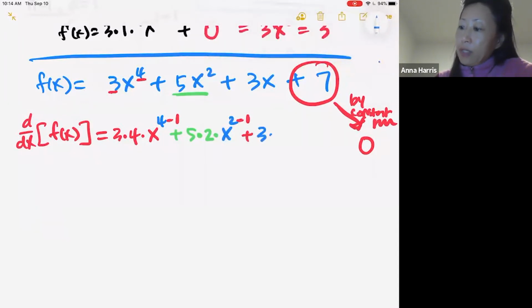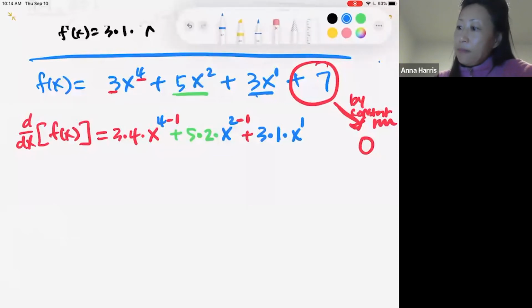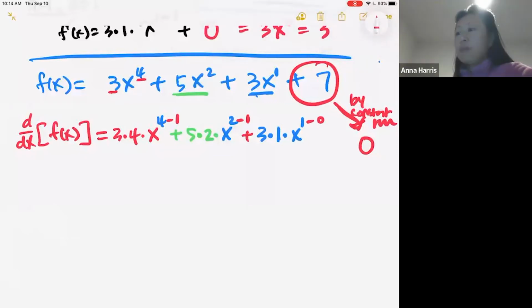So I'm gonna do 3 times. Can somebody tell me 3 times what? I'm doing it this one now. Anybody? That's right, 3 times 1. Why? I don't see any power, but that power is 1. So 3 times 1, x to the 1 minus 0. And of course, the last one is 0. The positive 7 is the easiest one, right? The derivative of a constant is always 0. So that's why I just put the 0 first.